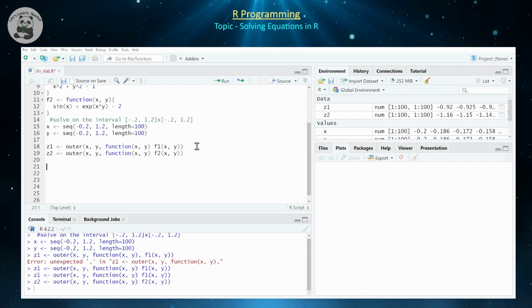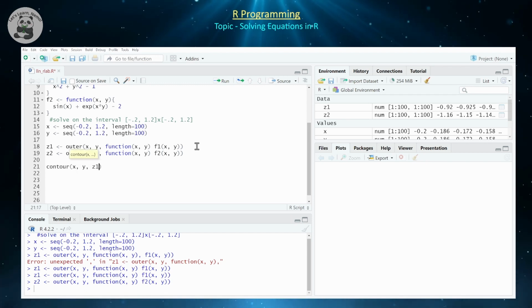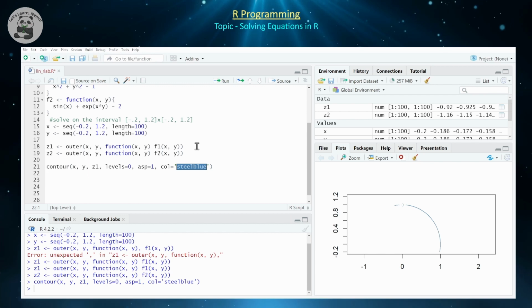And in terms of plotting this, we're going to be using the contour function. So x, y, z1, levels is equal to 0, aspect ratio 1 is going to be a nice square box graph, and then let us plot this in steel blue, just like we did the other curves, and that's going to give us the portion of the unit circle defined on negative 0.2 up to 1.2. So that's our first curve, and let's do it for the second.